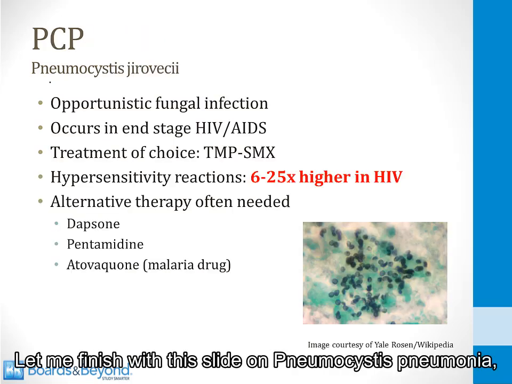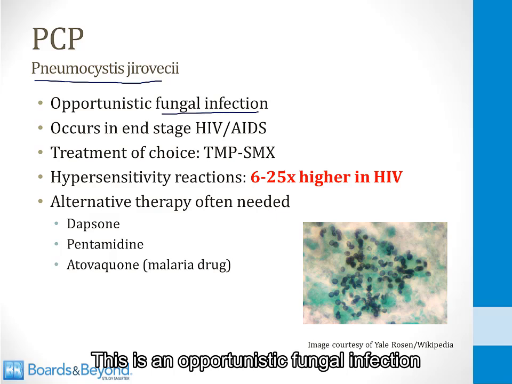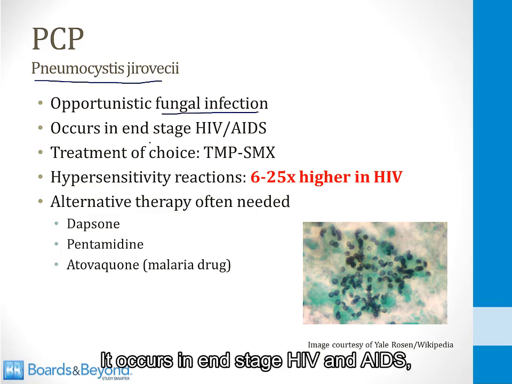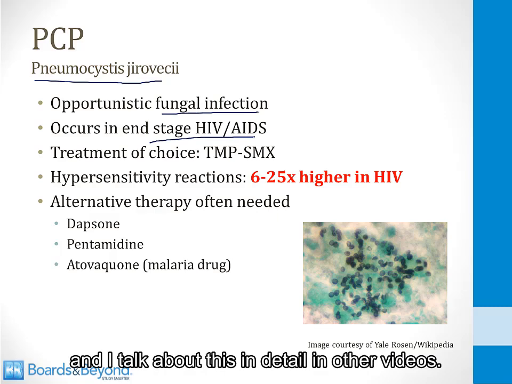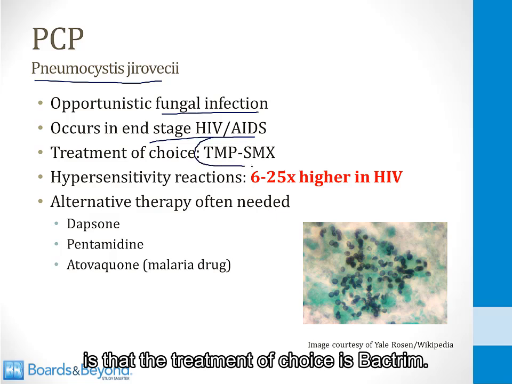Let me finish with this slide on pneumocystis pneumonia, which is caused by the fungus Pneumocystis jirovecii. This is an opportunistic fungal infection that causes pneumonia. It occurs in end-stage HIV and AIDS, and I talk about this in detail in other videos. But what I want to point out here is that the treatment of choice is Bactrim.